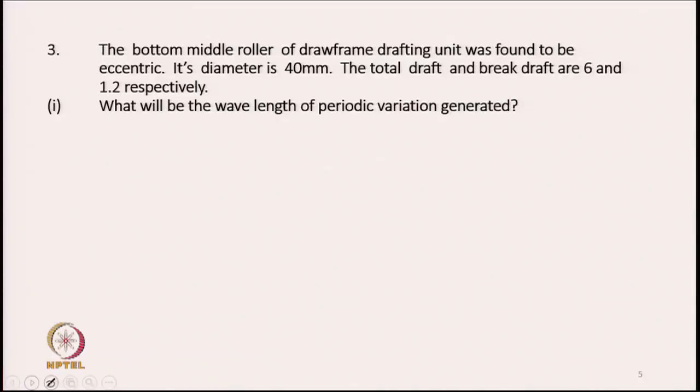The problem is: the bottom middle roller of a draw frame drafting unit was found to be eccentric. So, in a draw frame, the bottom middle roller was found to be eccentric. The diameter is 40 mm. The total draft and the break draft are 6 and 1.2 respectively. What will be the wavelength of the periodic variation generated?